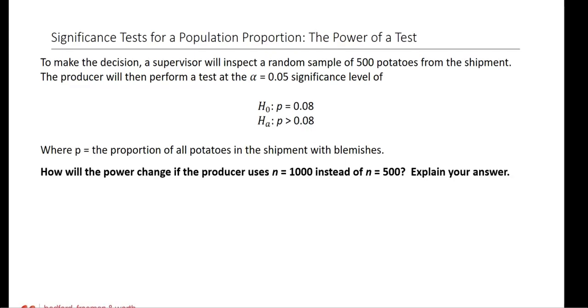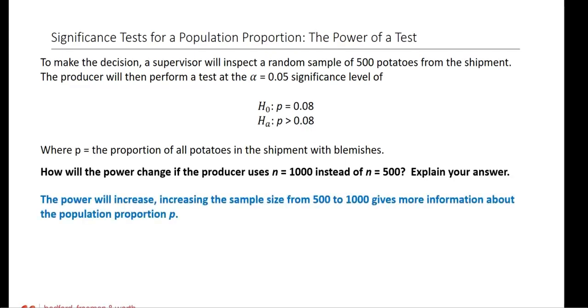How will the power change if the producer uses 1,000 and it's a sample size that's much larger? So if the sample size goes up, the chance of an error goes down, generally, I think both of them. And so power will increase, right? Because it's an inverse relationship. Power will increase, gives more information about the population proportion P is what they said.